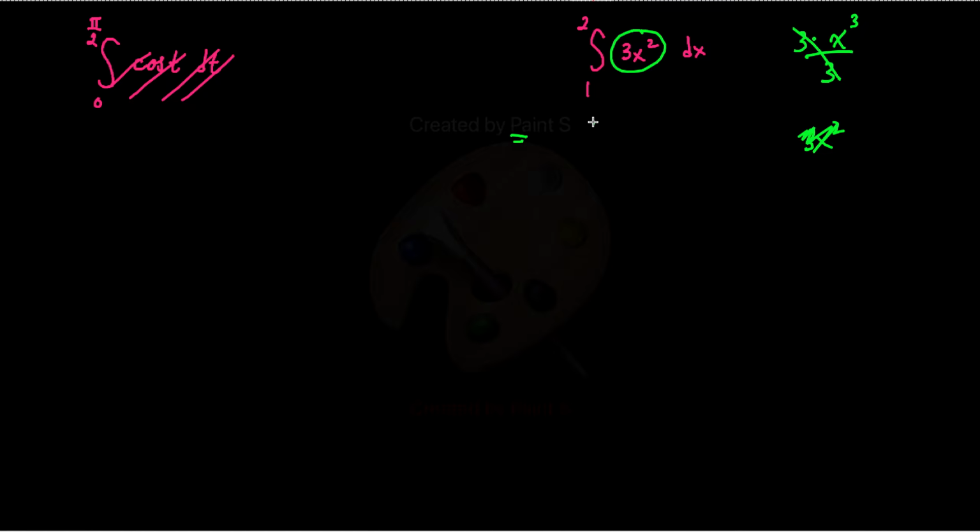So I change the symbol to just the bar. I put 1 to 2, and then I put that antiderivative in, x cubed. And then I'll evaluate. So it'll be 2 cubed, because I plug in the upper bound, minus the lower bound, 1 cubed. 2 cubed is 8, minus 1 is 7. And the answer for this one would be 7.